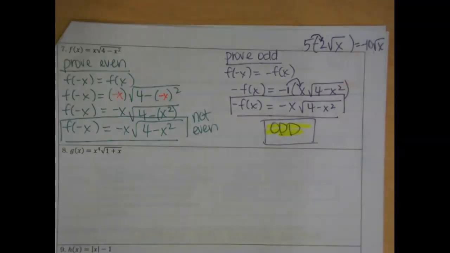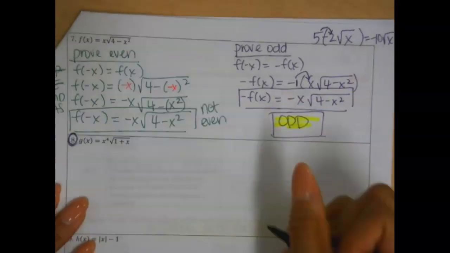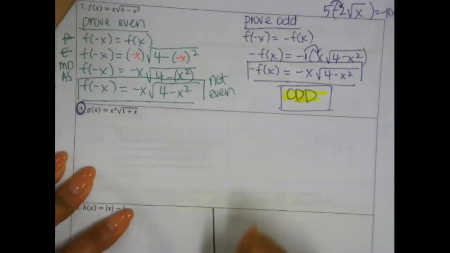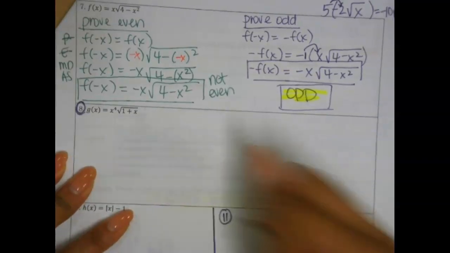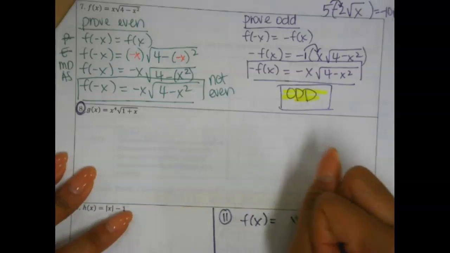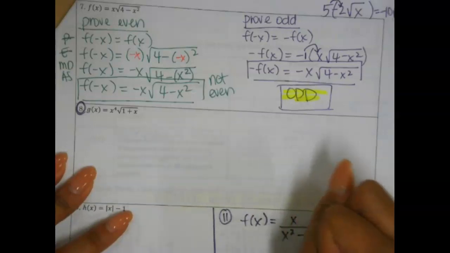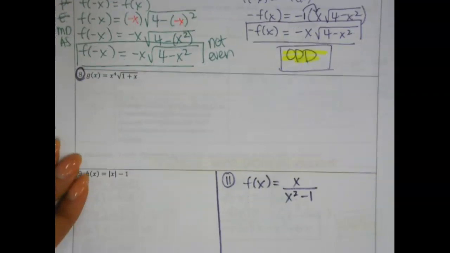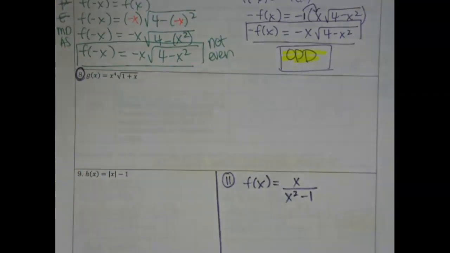All right, I'm going to add in a new question for this. I do want you guys right now to do question 8, but I also want you to do question 11 that I'm going to add over here in purple. Question 11 is f of x will equal x over x squared minus 1. I want you to prove, hopefully, that these are either even or odd. If they're not even or odd, put neither.